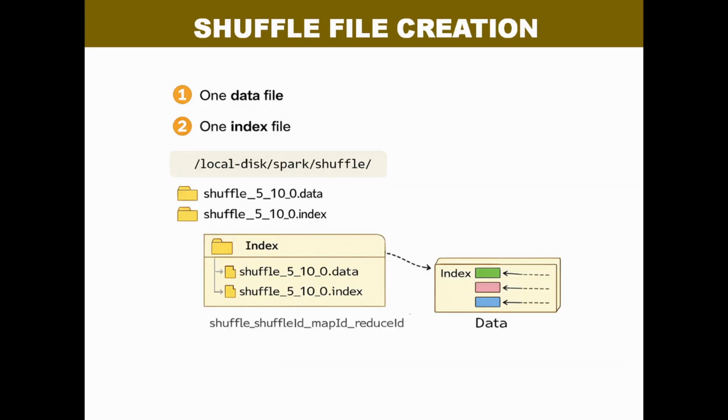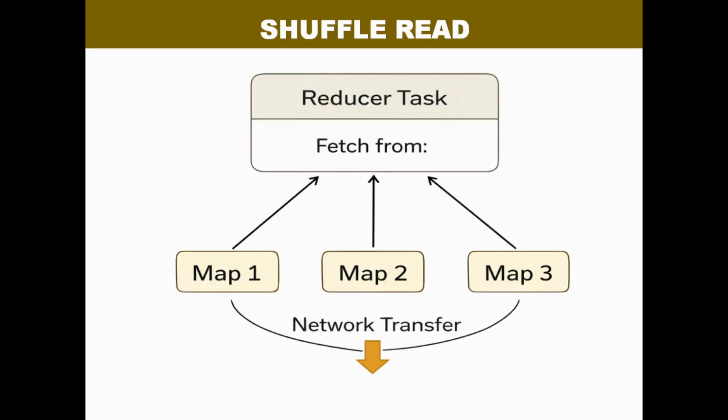After merging, the final shuffle files are created. Each map task creates one shuffle data file and one shuffle index file. Reducers later use the index file to locate specific partition data. They do not scan the entire file. They jump directly to the required byte offset. This makes shuffle read efficient, at least structurally. Now comes the reduce side. Each reducer is responsible for one partition. But here is the important part.